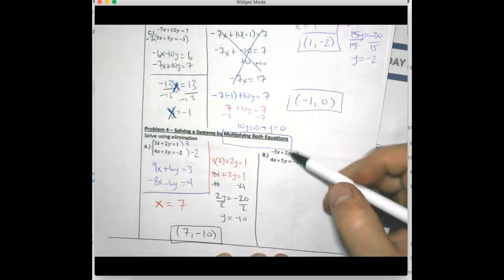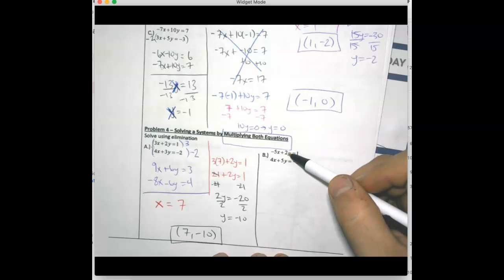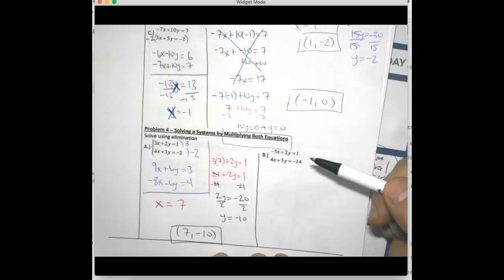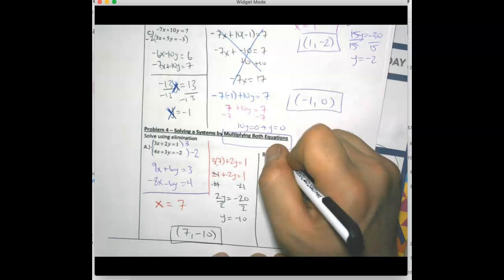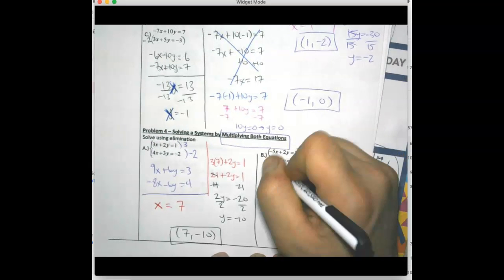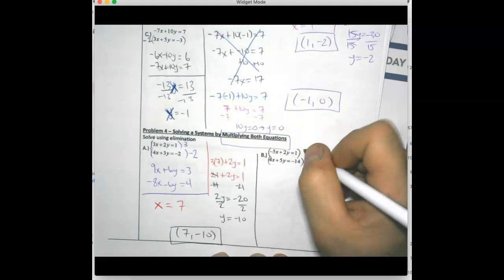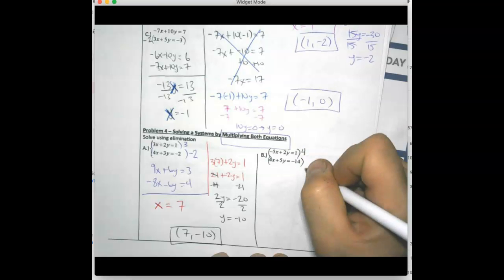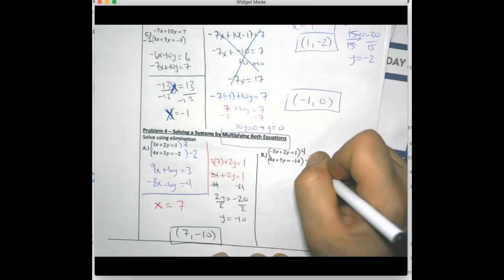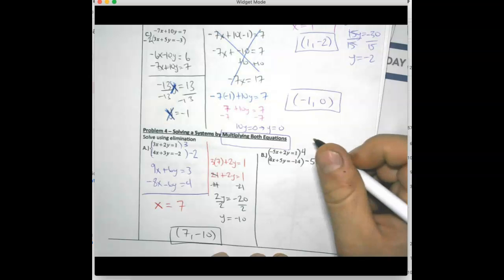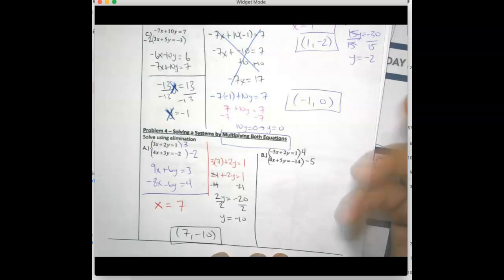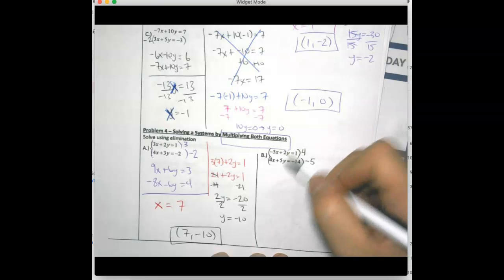The other option is I can make these into 10 and negative 10. I can multiply by 5 and negative 2. So either way would work. I think I'm going to make the x's into opposites here. I'm going to multiply the top by 4 and the bottom by negative 5. Again, I could have multiplied the top by 5 and the bottom by negative 2. That would have also worked. It would have made the y's opposite.